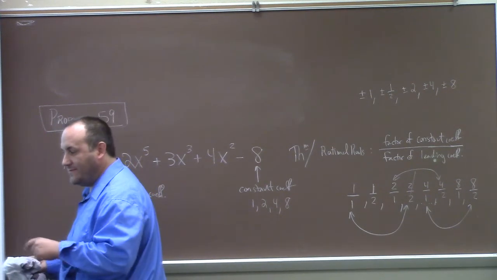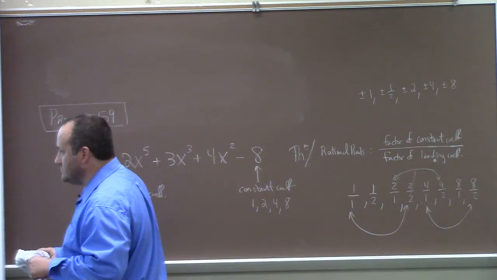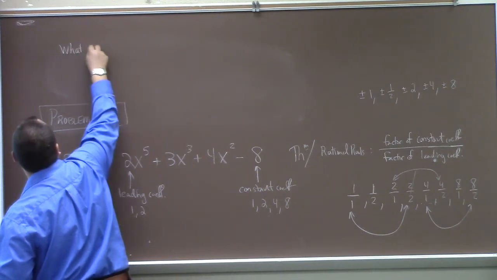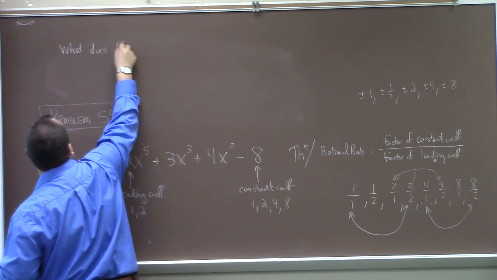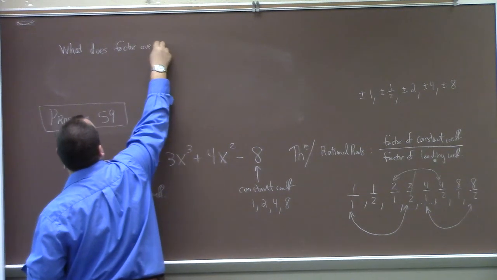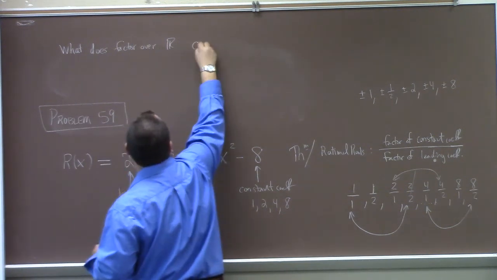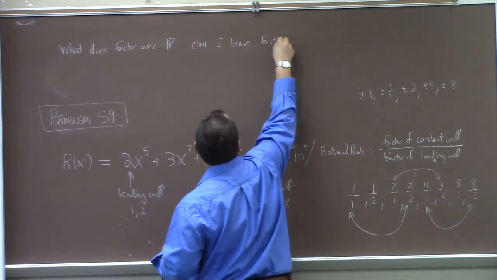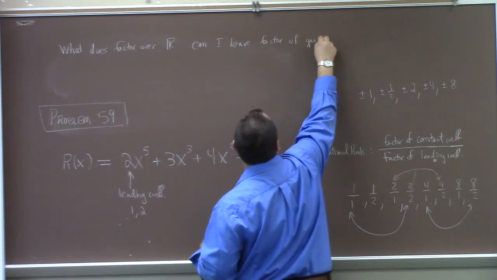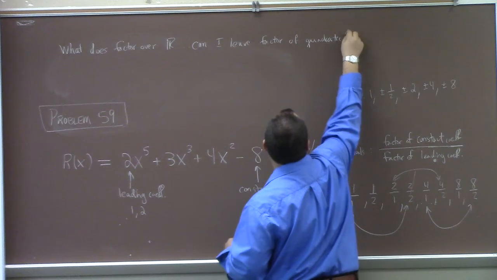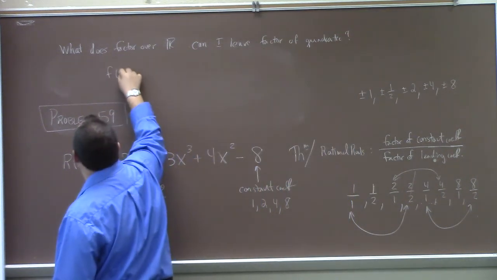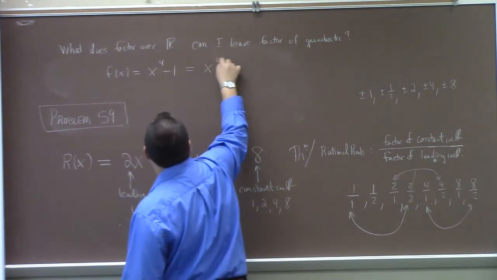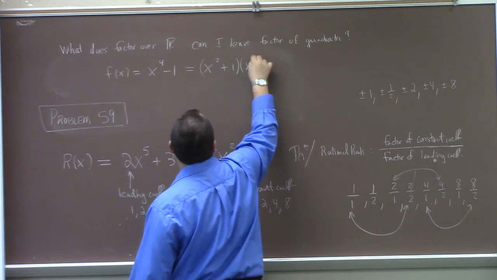Which question? It was just, when you say factor over the reals, like say I got a quadratic, so what does factor over the reals mean? Well, I know that, but can I leave one of my factors to be a quadratic? Yes. So, for example, if I had f of x equal to x to the 4th minus 1, that would be like x squared plus 1 times x squared minus 1.